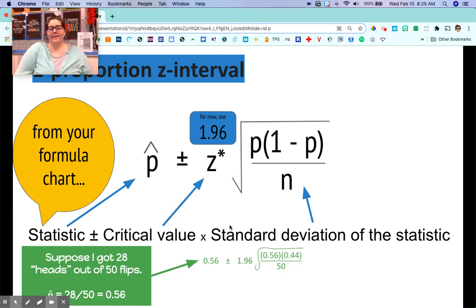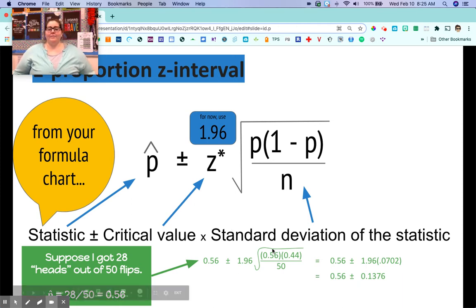Okay, doing a little math, I like to do the square root part first. The square root of 0.56 times 0.44 over 50 is 0.0702. Multiplied by 1.96, that gives 0.1376. Then I added and subtracted: 0.56 plus 0.1376, and 0.56 minus 0.1376. When I did the minus, I got 0.422. When I did the plus, I got 0.698.